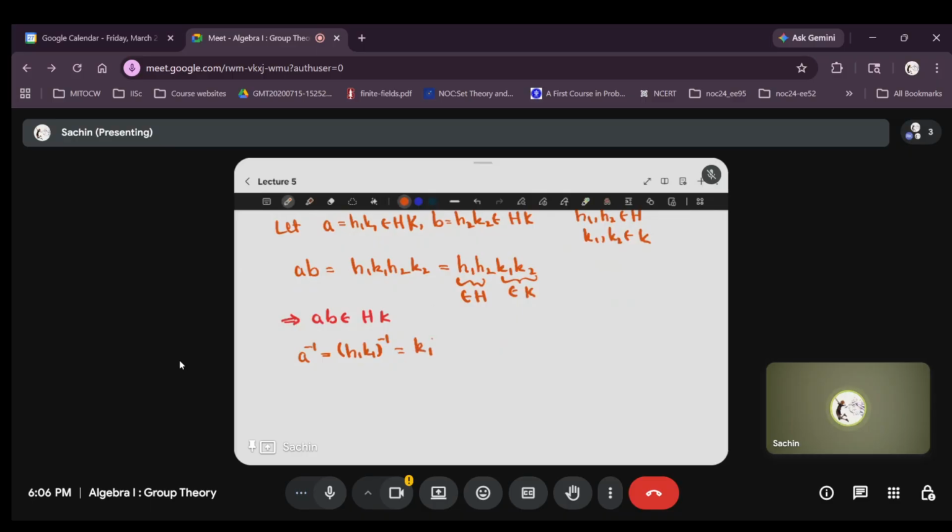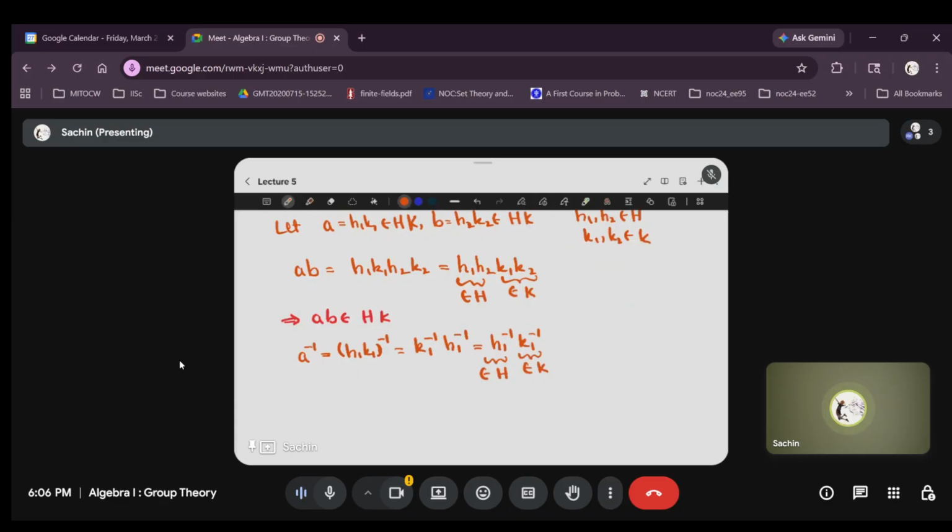Yeah, so this is K1 inverse, H1 inverse. Then the abelian property lets you write it as H1 inverse, K1 inverse. Since H is a subgroup, H1 inverse is also in H. And since capital K is a subgroup and K1 is in K, K1 inverse is also an element of K. So A inverse can also be written as an element of H times an element of K.